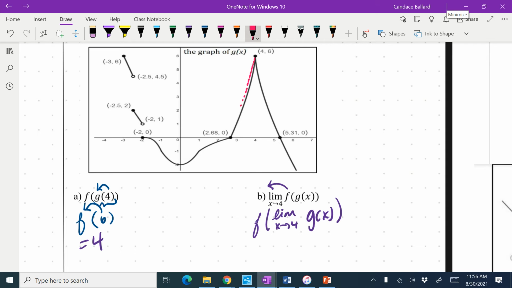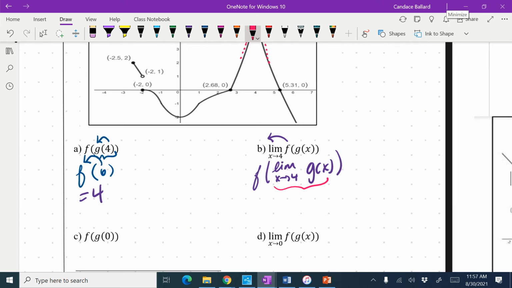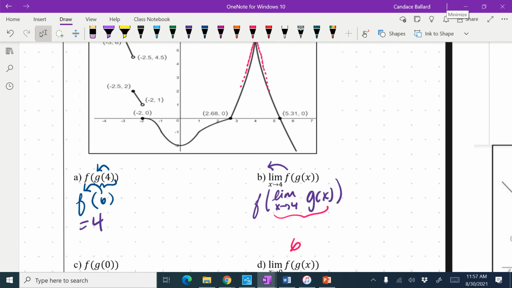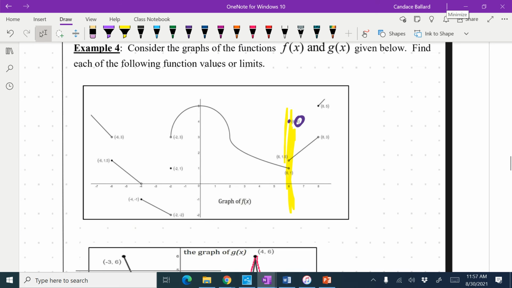What am I getting when I come from the left side? 6. Okay, as I'm approaching 4, what am I getting when I'm coming from the right side? 6. So I know that for this piece here, and I'm writing this in a weird spot on purpose, I'm leaving a gap on purpose, okay? I am getting 6, okay? Here's the problem. If I go back and I look at f of 6, because that's what should be my next thing, right? I should be looking at f of 6.